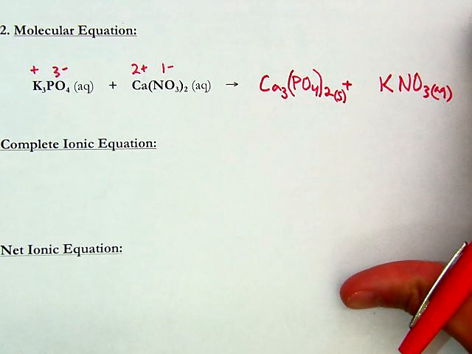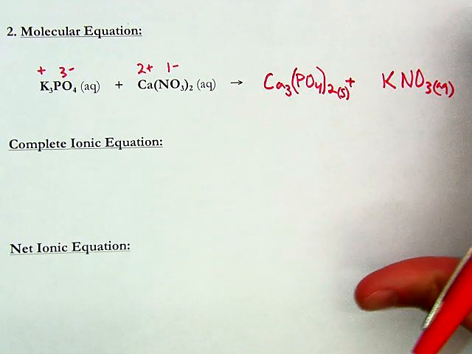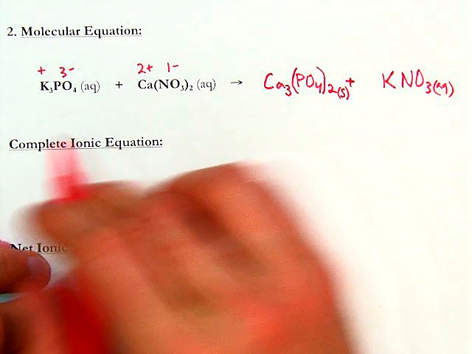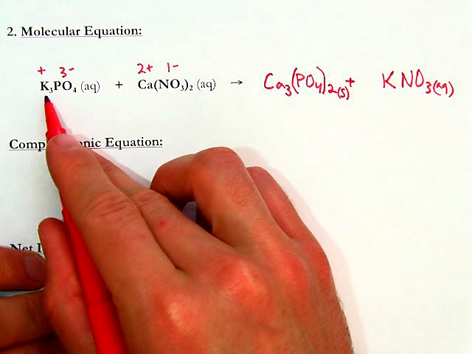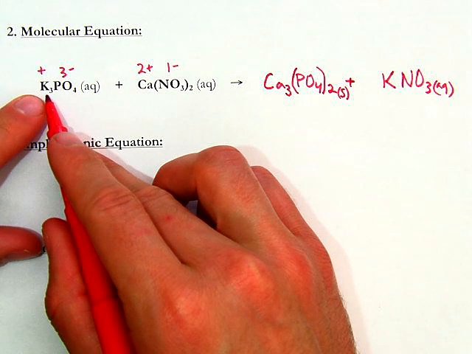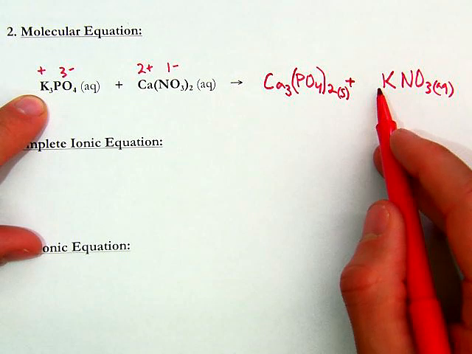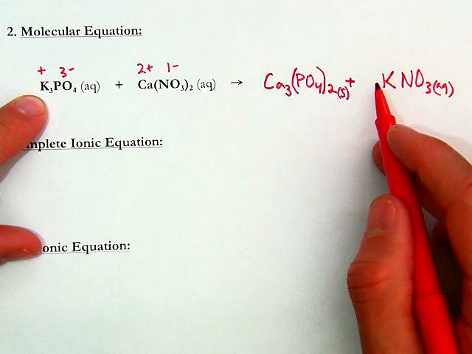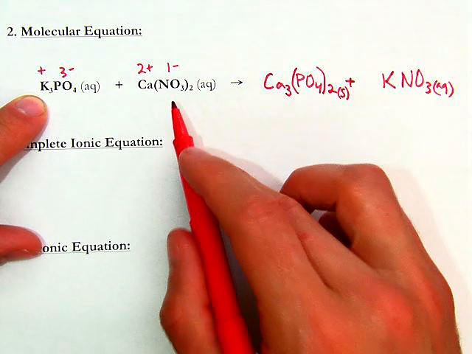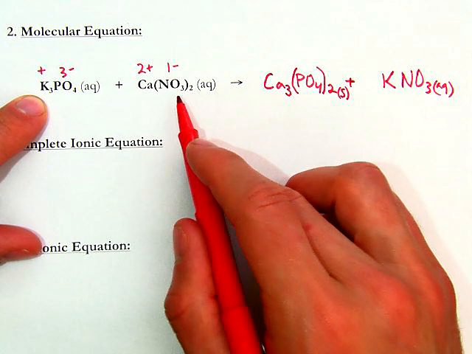Now, the final thing is we have to balance the equation. So there are 3 potassiums here. It might be tempting to put a 3 in front of this one, but if we do, that'll give us 3 nitrates, and over here we have 2 nitrates. So that's not going to work.